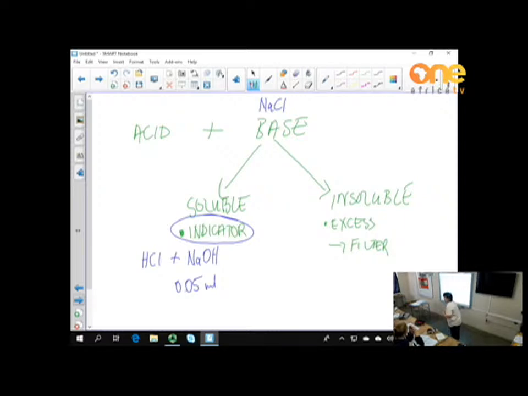No, you don't need a universal. You don't need a specific pH. You need an indication of when the acid and the base have destroyed each other. So, and that would be on the switch over.